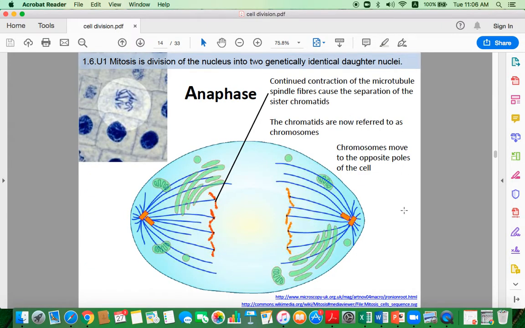In anaphase, continued contraction of the microtubule spindle fibers causes the separation of the sister chromatids. They are going to be separated. These sister chromatids, like the arms of the chromosomes, are going to be separated. The chromatids are now referred to as chromosomes. Chromosomes move to the opposite poles of the cell. See? So they're in the middle. You can see the chromosomes moving.